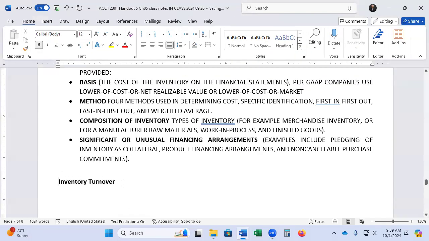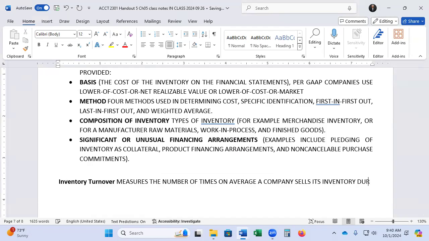Now remember, this will be available on our site if you're a little behind. Inventory turnover measures the number of times, on average, a company sells its inventory during the period.